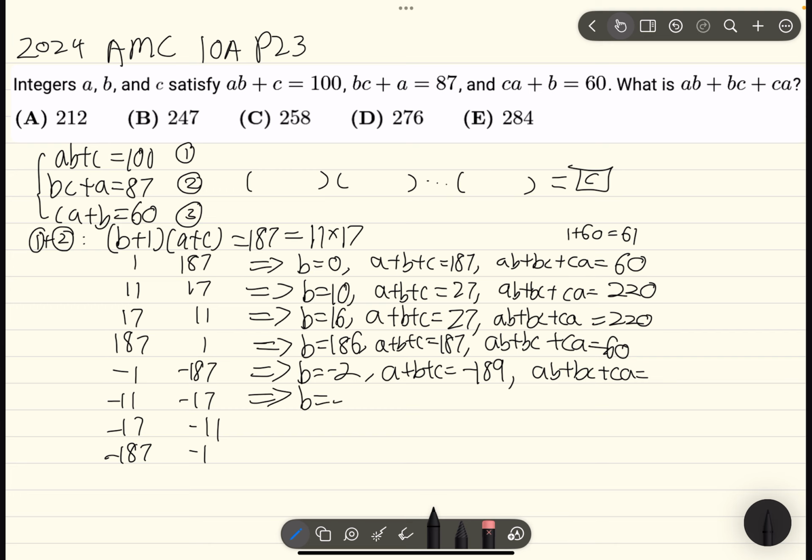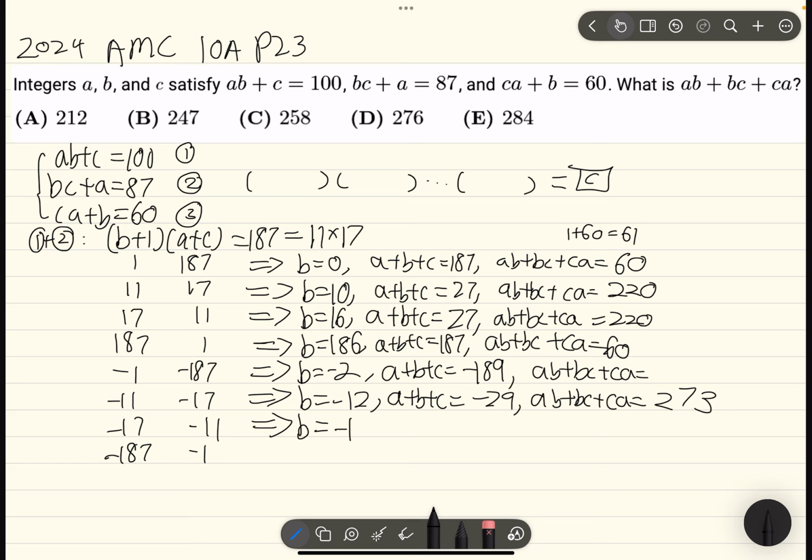And then here B is negative 12, right? A plus B plus C is negative 17 plus negative 12, which is negative 29. So AB plus BC plus CA equals 247 plus 29, which is 273. Oh, well, that's not on our answer choices either. Okay, I thought it would be, but okay.